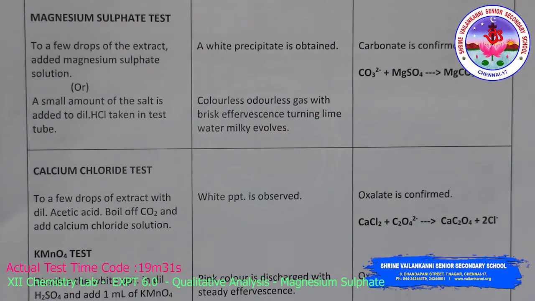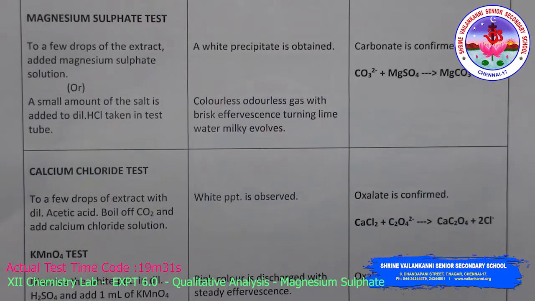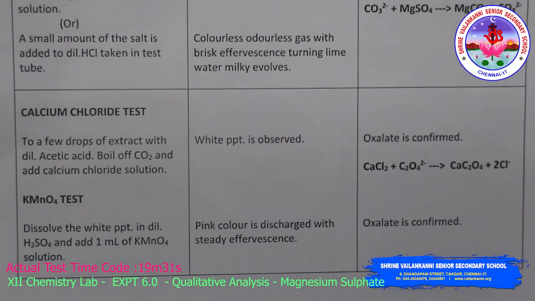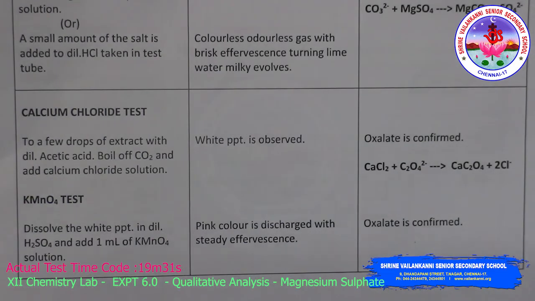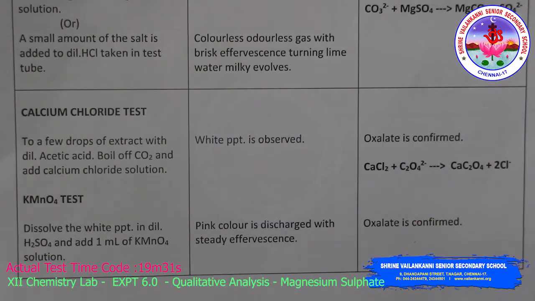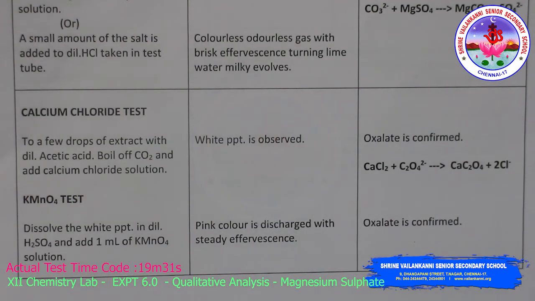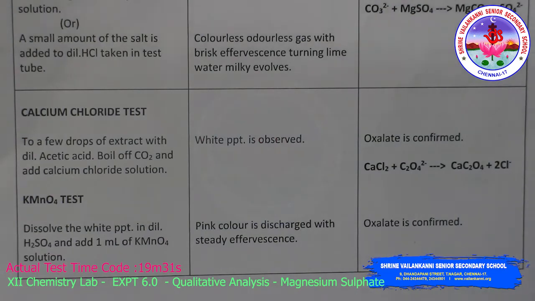So it also indicates carbonate. Then the calcium chloride test. Take a few drops of extract with dilute acetic acid, boil off the carbon dioxide gas and add calcium chloride solution; a white precipitate is observed. That indicates oxalate is confirmed. Then the potassium permanganate test. Dissolve the white precipitate in dilute sulfuric acid and add 1 ml of potassium permanganate solution. The pink color is discharged with steady effervescence, which indicates oxalate is confirmed.